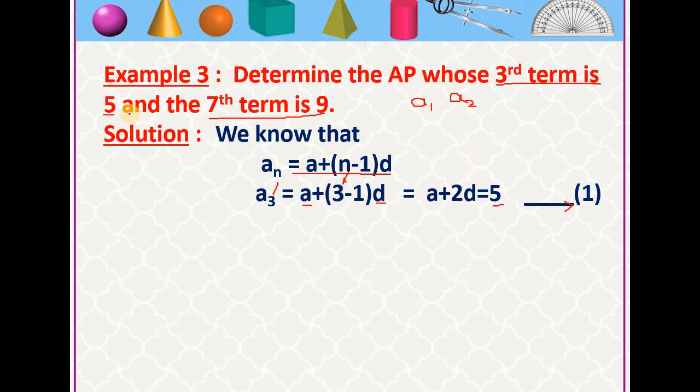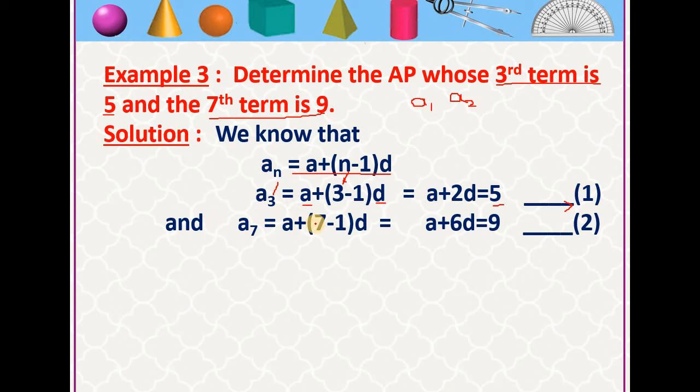And one more condition is given: the seventh term is 9. Therefore let us write seventh term is equal to a plus, in the place of n you substitute 7 minus 1, into d, where 7 minus 1 is equal to 6. The seventh term in this arithmetic progression is 9. Therefore a plus 6d is equal to 9. Take this as equation 2.